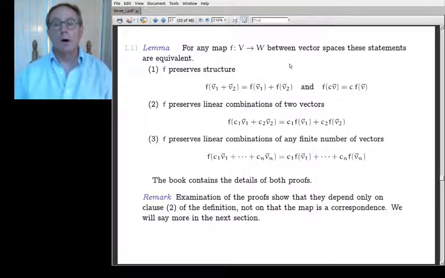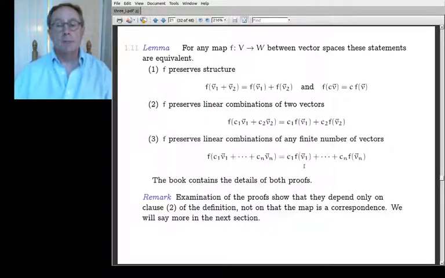Okay, one more result here for the day. If you have a map between vector spaces, then these statements are equivalent. The two that we had in the definition of isomorphism, preserves addition and preserves scalar multiplication, says the same thing as saying that f preserves linear combinations of the two. So you can take these two statements and combine them into one, and indeed sometimes it's more convenient, when you're trying to check, for example, that something's an isomorphism, to check one statement rather than two. And you can do this with more than two vectors. You can do it with any finite number of vectors.